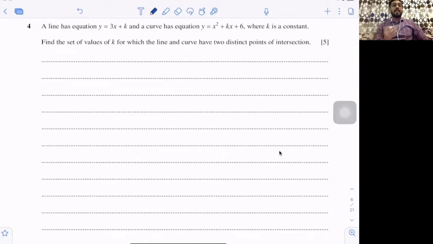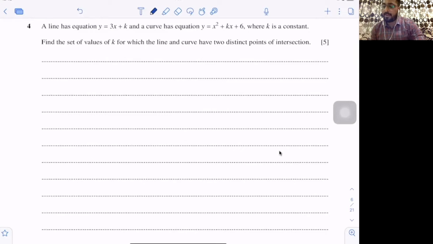Now, the line has equation y equal to 3x plus k, and a curve has equation y is equal to x square plus kx plus 6. So this is a second degree equation. A second degree equation, students, in general will represent a parabola. So y equal to x square plus kx plus 6. So here it is x square. So the parabola is going to be U-shaped. It's going to be a U-shaped parabola, right? And moreover, you can say it is y equal to x square plus kx plus 6.